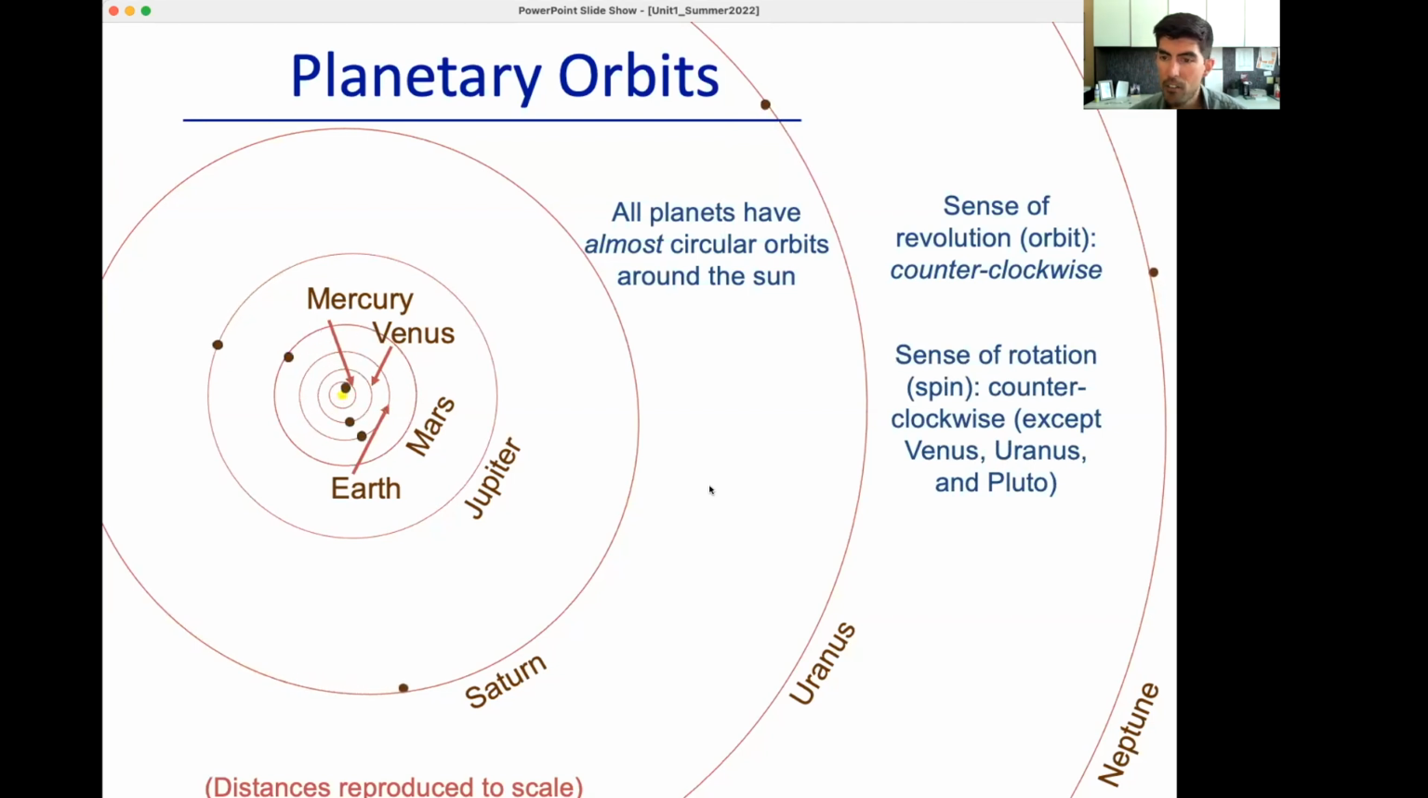The sense of rotation, or if you were to sit in your chair and spin around once, is also in the counterclockwise direction for most planets. All of the planets except for Venus and Uranus rotate in a counterclockwise direction. They rotate in the same direction as they are orbiting, all except for those planets. And we might talk about why that is. Pluto is a Kuiper Belt object, and it also orbits in a similar direction.